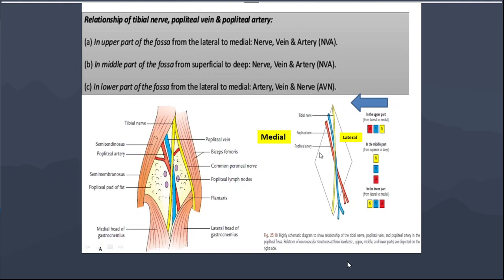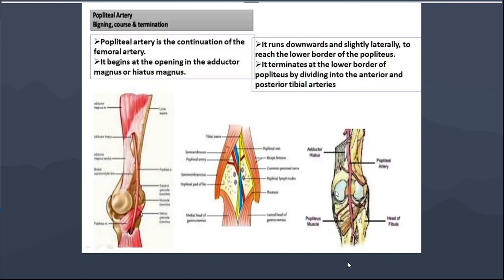So this popliteal fossa is divided into three parts. This is the upper part, this is the middle part, and this is the lower part. In the upper part, go from lateral to medial. This is the lateral side, this is the medial side. So NVA. This N means the tibial nerve. Now in the middle part, from superficial to deep, most superficial is the nerve, then vein, then artery. If you go downward to the lower part, artery, vein, nerve.